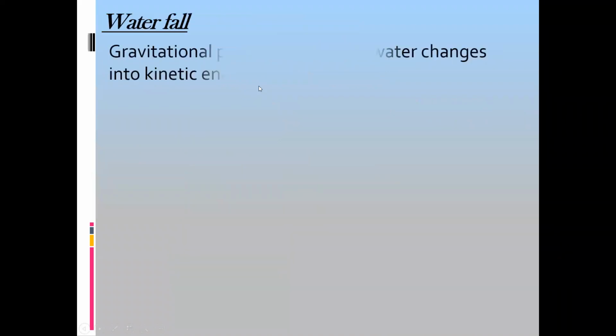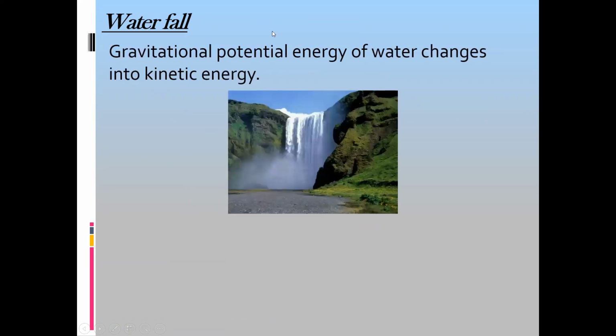Another example is a waterfall. As we already discussed, it will have potential energy at the top. When it is coming down, it will have potential and kinetic both. But when it is hitting the surface and starts to move, it will have kinetic and it will also produce sound. So it's gravitational to kinetic, as well as sound will be there.